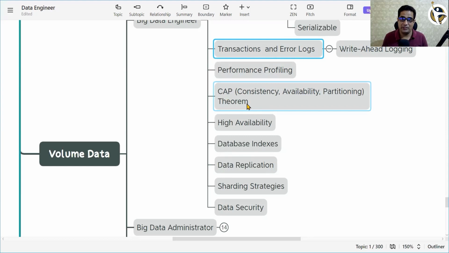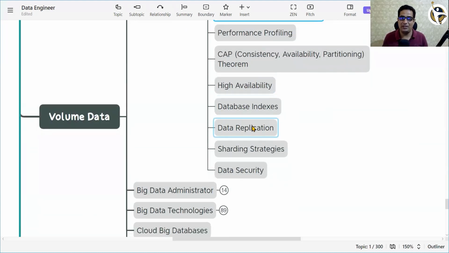Performance profiling. CAP theorem is very useful. What kind of data solution is suitable for what kind of business problem? That is categorized in three things: consistency, availability, and partitioning. Based on that, you can select that particular database. So understanding CAP theorem is very important if you are planning for a data architect and data modeler role.